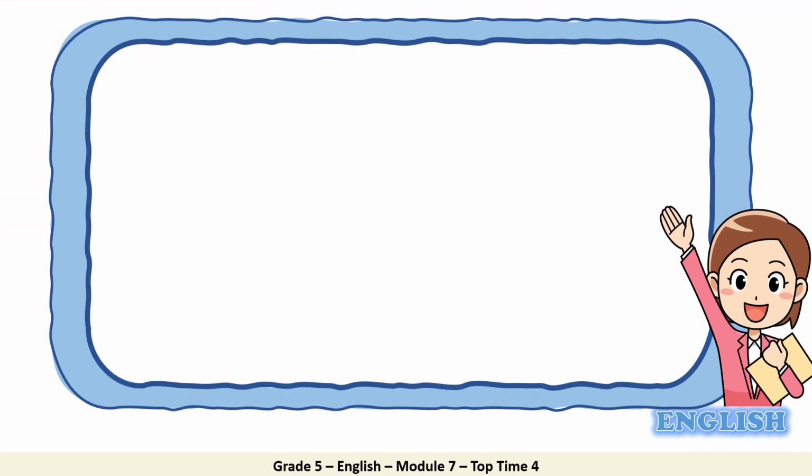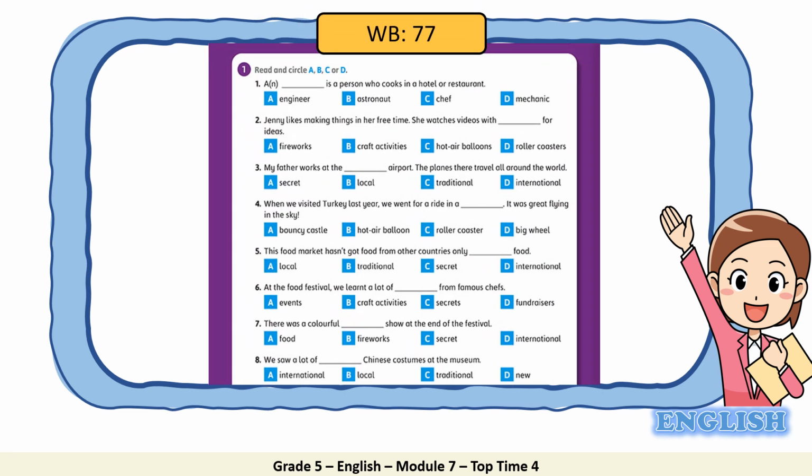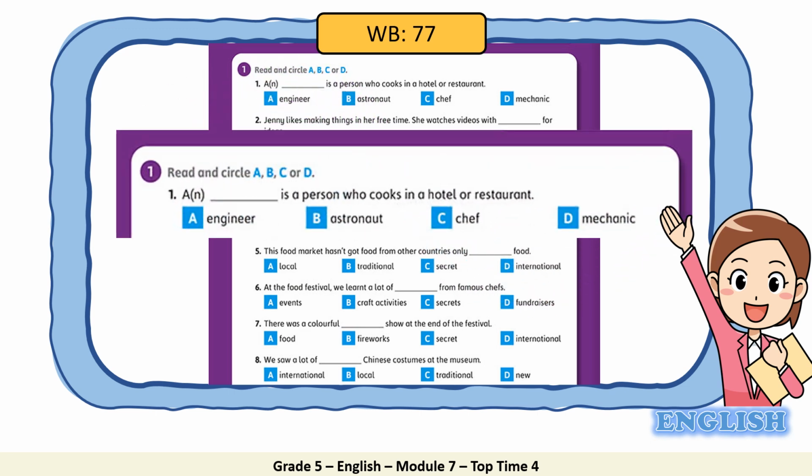To practice the words even more, I want you to open your workbook, page 77, exercise number 1. In this exercise, you are going to read the sentences and complete them using one of the 4 words. You will choose A, B, C, or D. Let's do number 1 together. A or an is a person who cooks in a hotel or a restaurant. Now, which job is this? An engineer, an astronaut, a chef, or a mechanic? That's right, a chef. Now, I want you to pause the video, try to finish all the sentences, and come back when you are ready to check your answers.